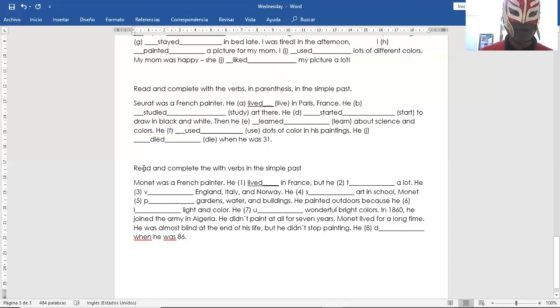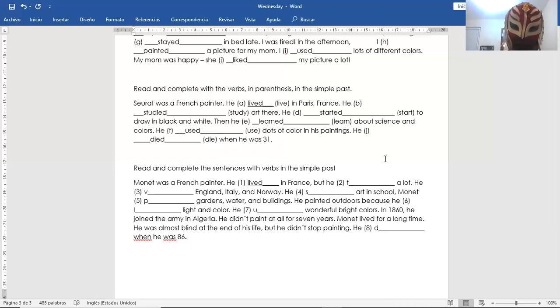Okay, let's do the last exercise. Read and complete the sentences with verbs in the simple past. Okay? Monet was a French painter. He lived in France, but what do you think is this one? This is a more difficult one. Try to think.